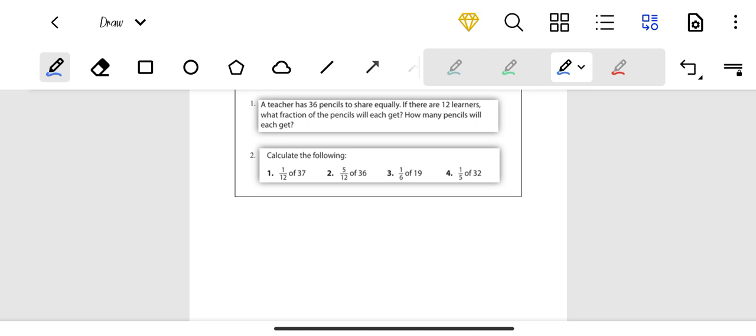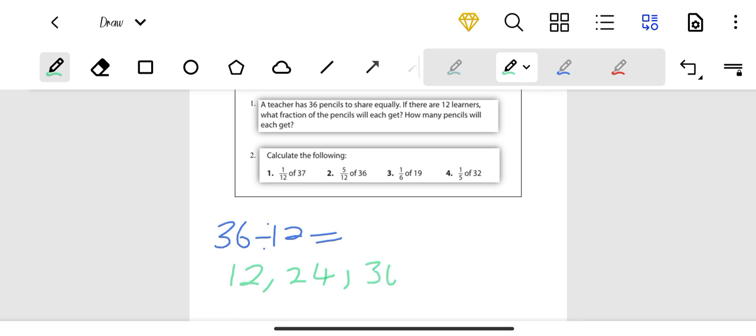The first thing that you're going to do, you're going to say we have 36 pencils being divided amongst 12 kids. To get the answer there, we can simply say we have 12. 12 plus 12 is 24. 24 plus 12 is 36. So it means we have 1, 2, 3. So 36 divided by 12 is equal to 3. So it means that each and every child is going to get 3 pencils.